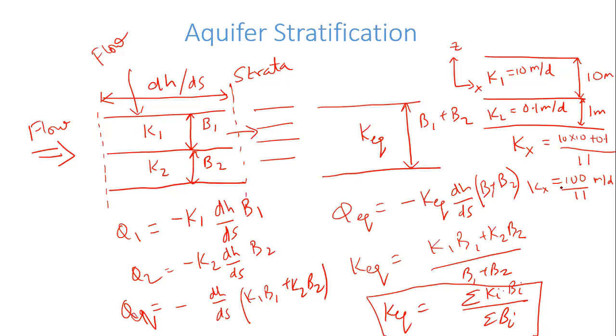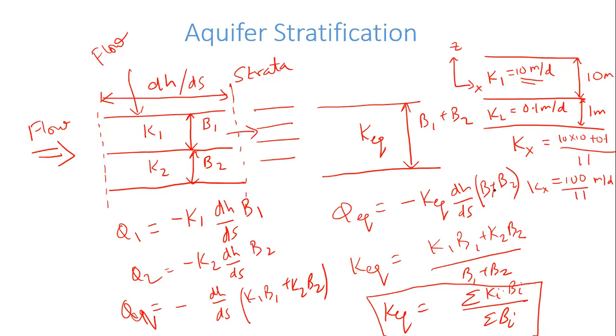So if I'm interested in the horizontal hydraulic conductivity, when I have two layers, one which is 10 meters per day and the other which is 0.1 meters per day, still when I compute the equivalent hydraulic conductivity, I get something very close to the original 10 meters per day. This one gives me 9 point something, which is almost the same as 10.